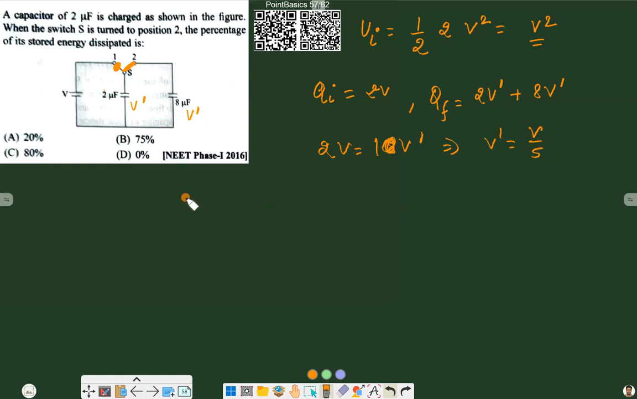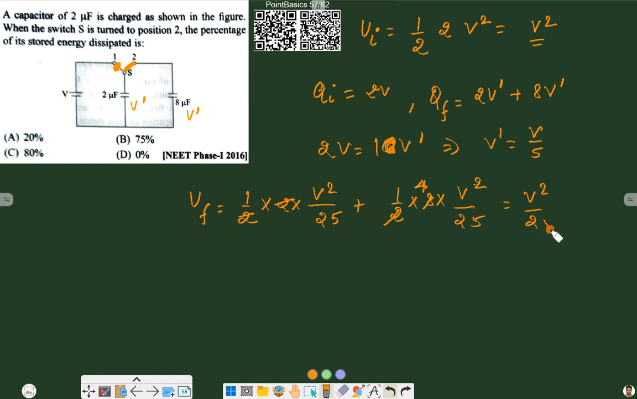Now our final energy U final will be half into 2 into potential square, that is potential is V dash, so V square by 25, plus for the 8 microfarad, there will be half into 8 into potential, same V by 5, so V square by 25. So this is 1 and this is 4. We can take V square by 25 common and it will be 1 plus 4, 5, and V square by 5 is the final value or final energy.